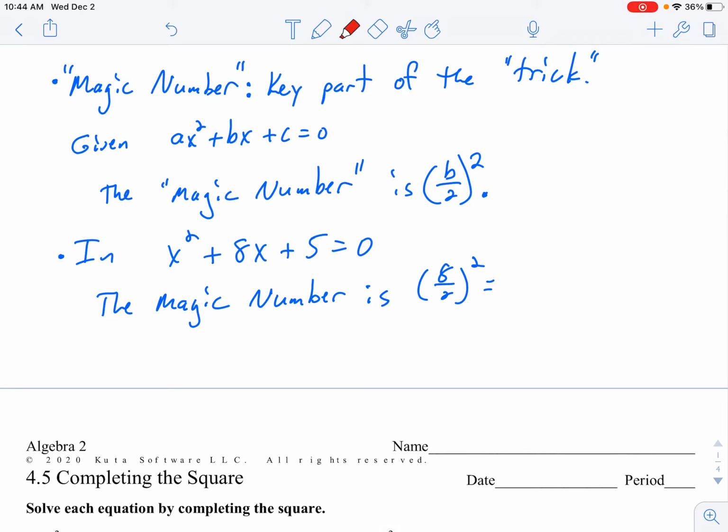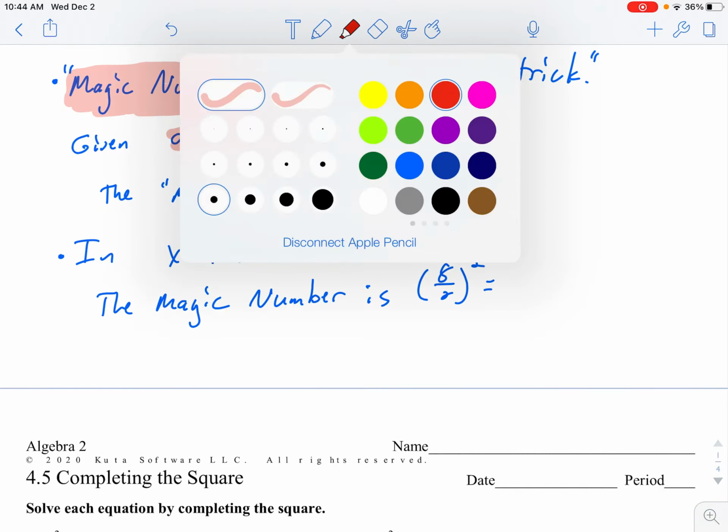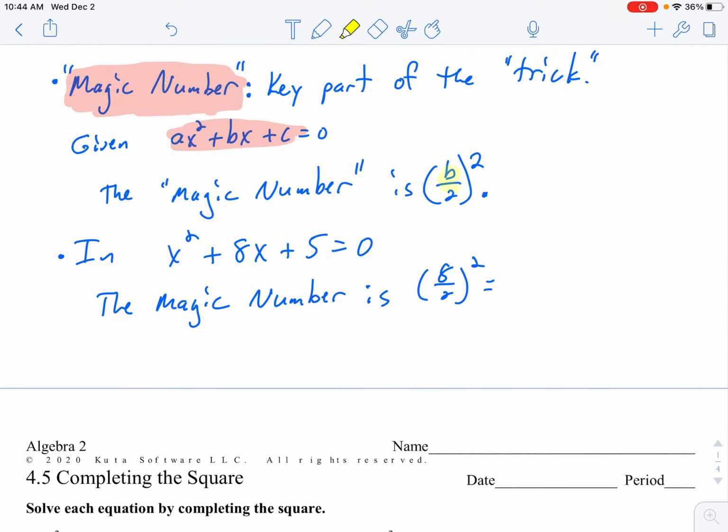All right, a key part of this trick is finding something called the magic number. It's not technically called the magic number. You're not going to look in any math book and find that as like a vocabulary word in the glossary. But I call it the magic number because it's easy to remember. So basically, if you're given a quadratic like this, the magic number is where you take b, divide it by 2, and then square it. So b is that number there in front of x.